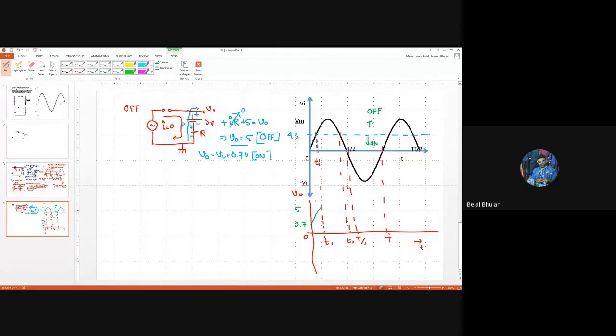Okay. So next we're going to go to which interval? T1 to T2. So during this interval, is the diode on or off? Off, sir. T1 to T2, all the values of the signal are above the dotted line, so the diode is off. When the diode is off, what did we find out? V naught is equal to what? 5 volt. So that means we're going to have a constant 5 volt.